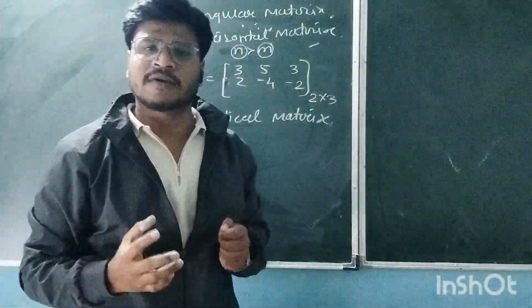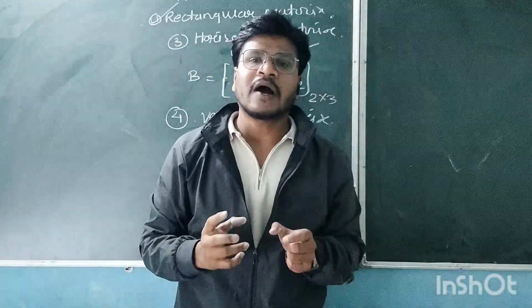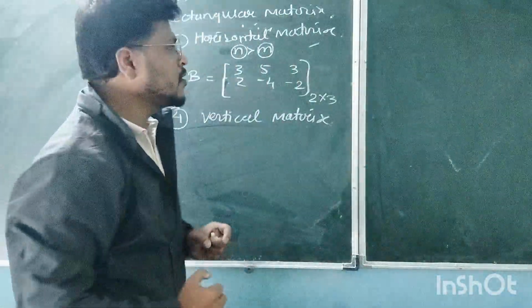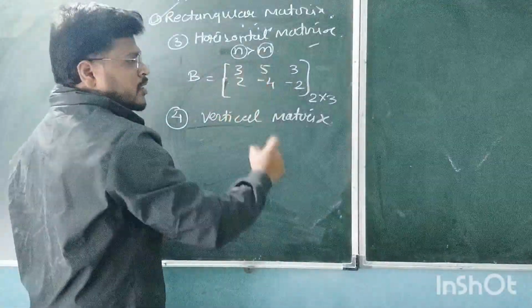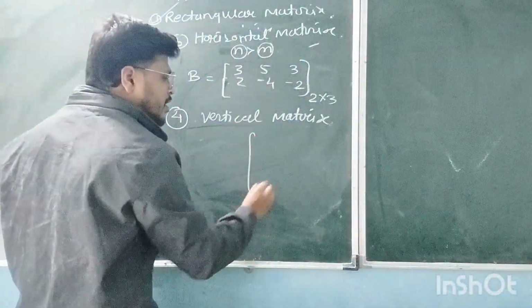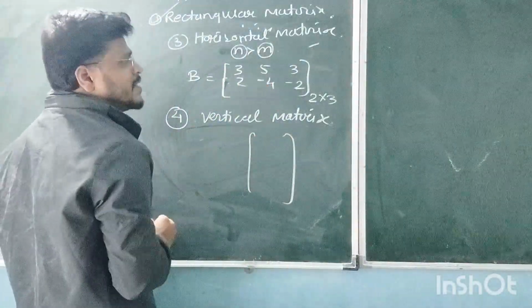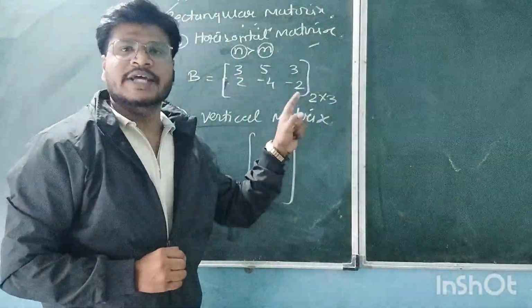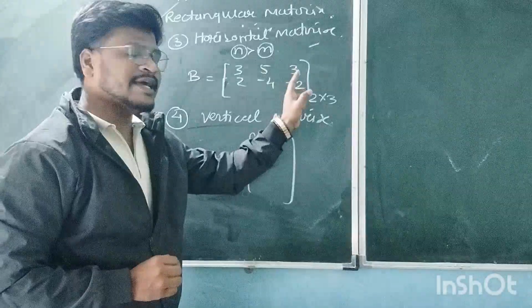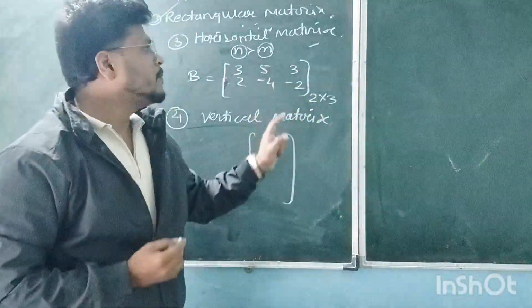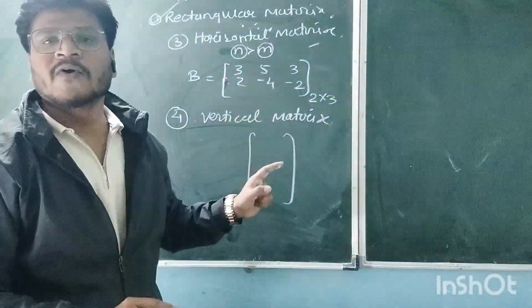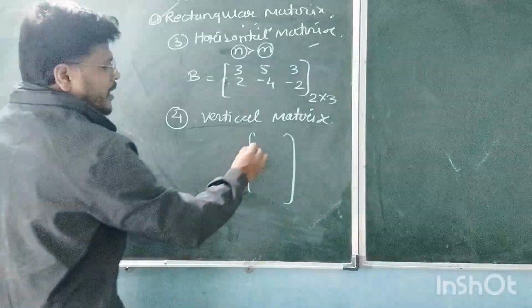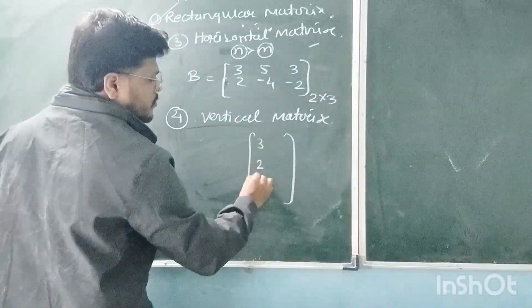matrix. What is the meaning of horizontal? What is the meaning of horizontal? Horizontal means like that. This is called vertical. That means if the number of columns is greater than the number of rows, then it is called a horizontal matrix, and vice versa. If the number of rows is greater than the number of columns, then it is called a vertical matrix. Let's talk about this.